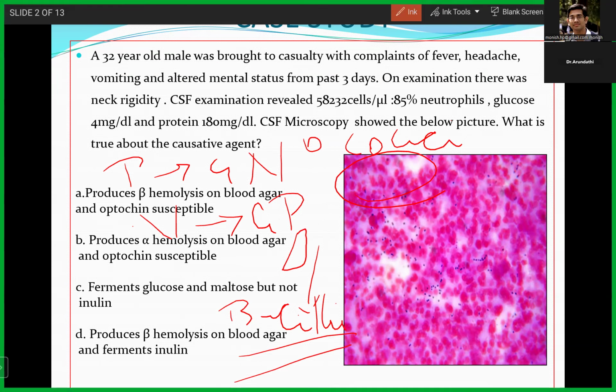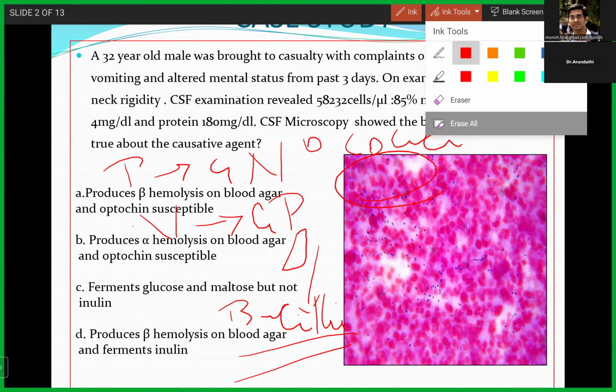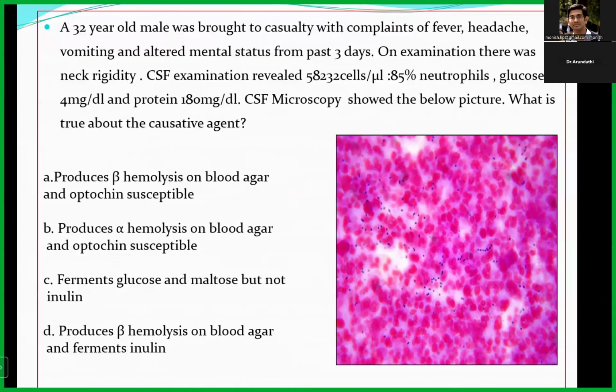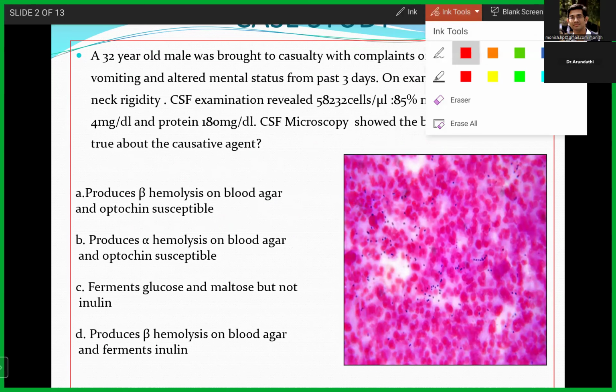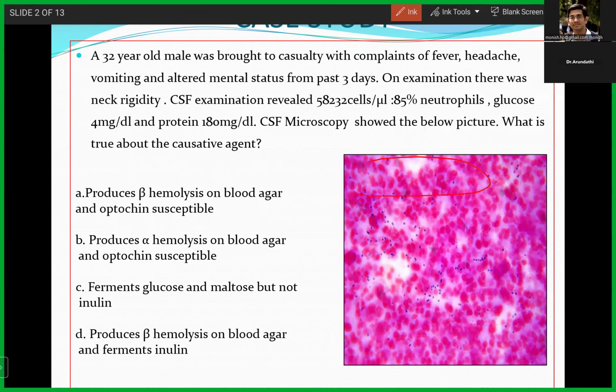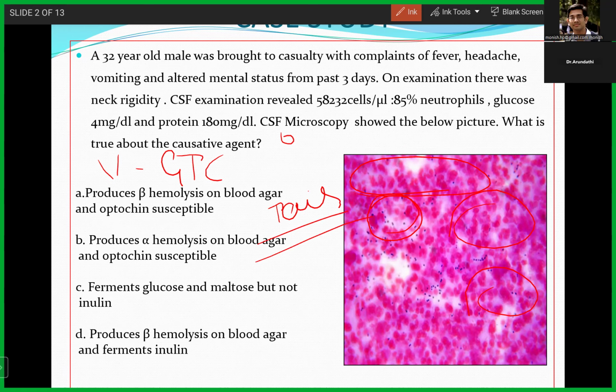If you visualize this image of the CSF sample, we can see a lot of pink structures, which are nothing but your pus cells, where we said there are about 58 plus thousand pus cells. So all these are your pus cells. Along with the pus cells, we have these structures which are violet in color, therefore they are gram positive. They are spherical in shape, therefore they are cocci. And they are arranged in groups of two, therefore they are pairs. So we have a CSF gram stain picture showing gram-positive cocci arranged in pairs.